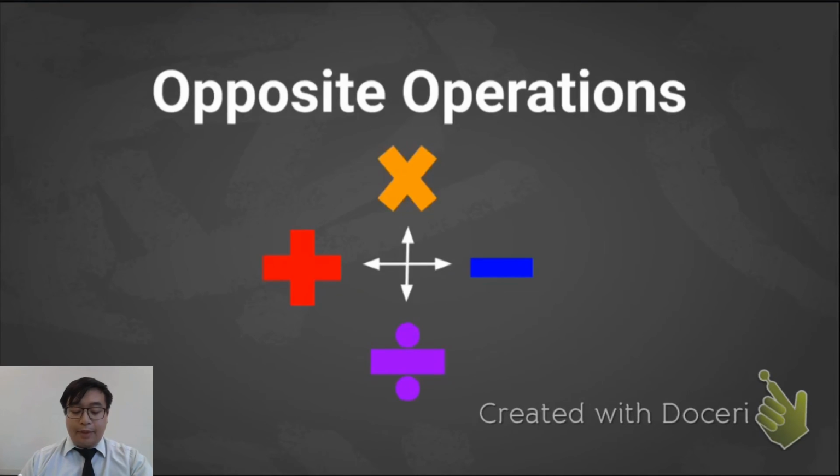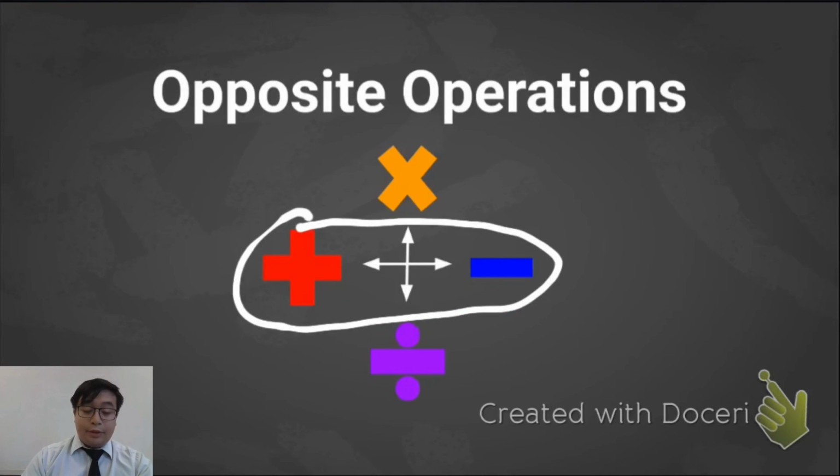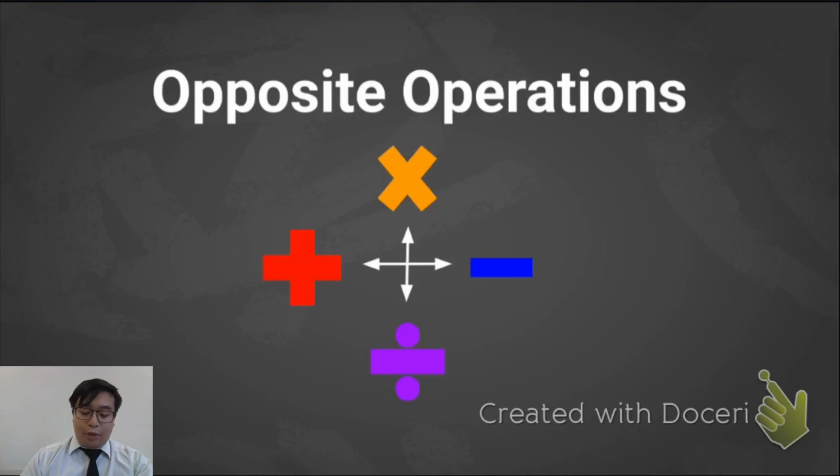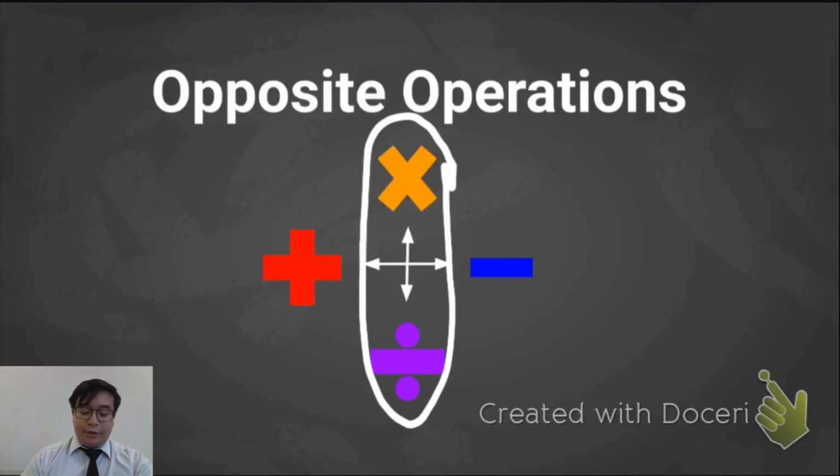So just keep in mind our opposite operations. Plus and minus are going to be opposites, so those are going to cancel each other out. And multiplication and division, those are opposites, so those are going to cancel each other out.